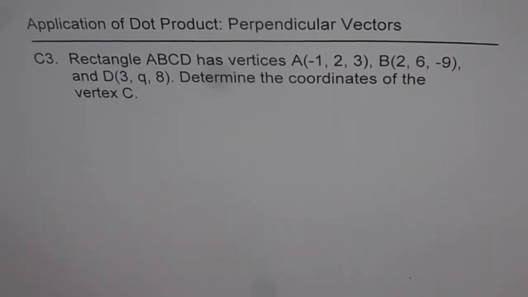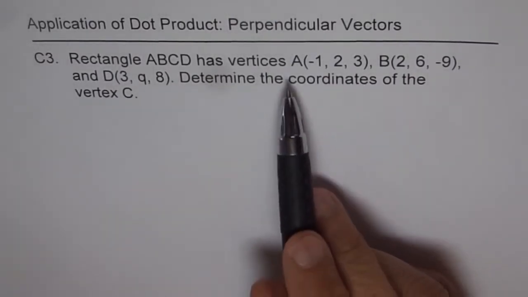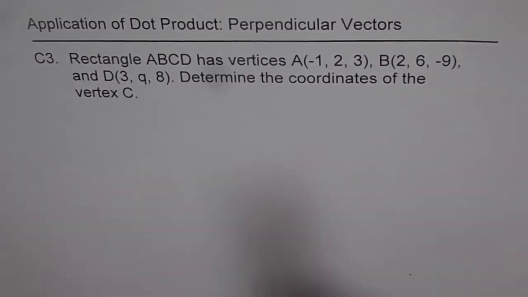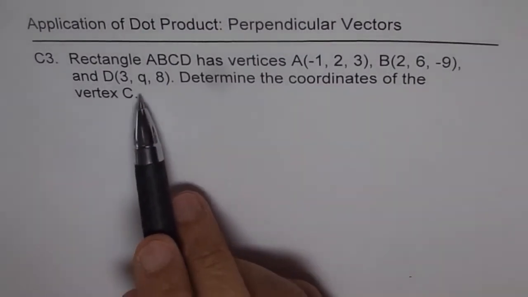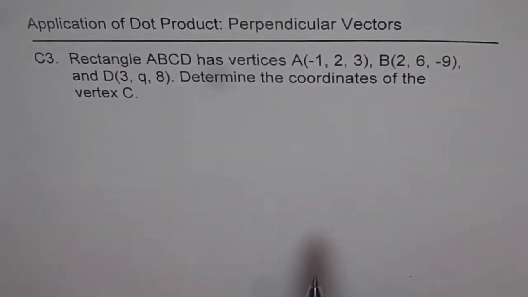Application of dot product, perpendicular vectors, C3. Rectangle ABCD has vertices A (-1, 2, 3), B (2, 6, -9), and D (3, Q, 8). Determine the coordinates of vertex C.